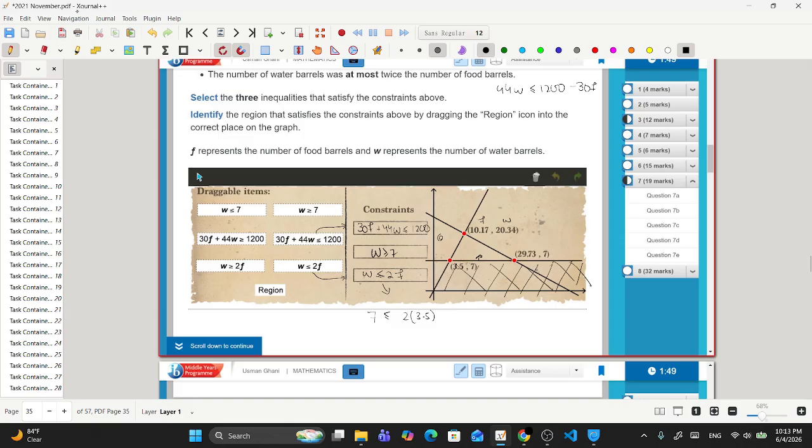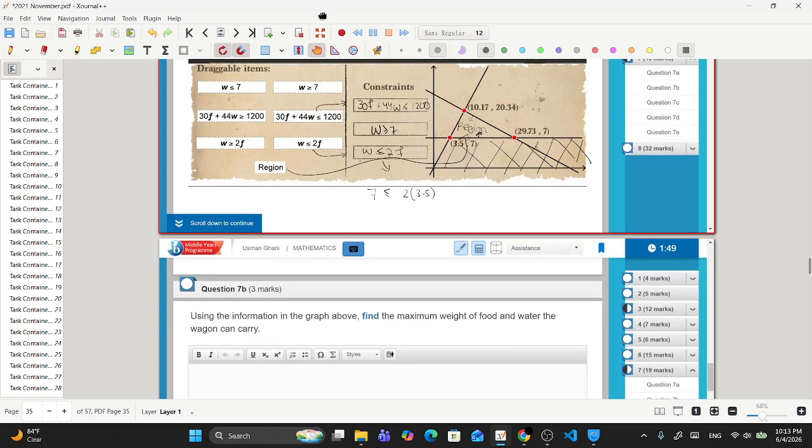So more than 1200 means it would be the region below this. So this is going to be the region. I know this was a very difficult question, but your idea and your concepts regarding shading of inequalities should be really extraordinary to solve a question like this. Okay, so be careful.